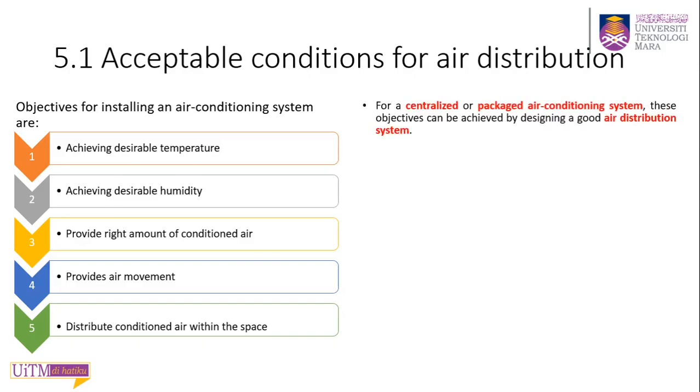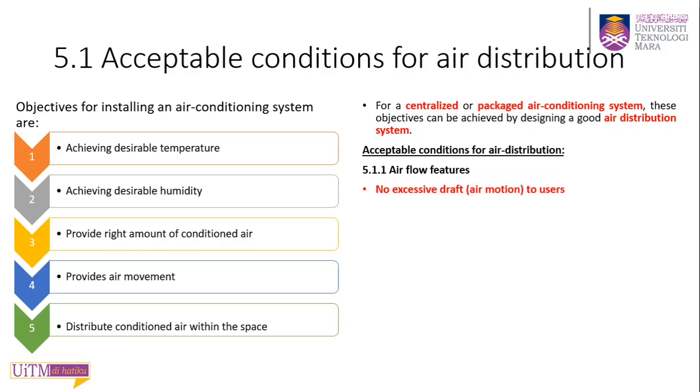For a centralized or packaged air conditioning system, all these objectives can be achieved by designing a good air distribution system. The acceptable conditions for air distribution are: number 1 is the airflow feature for the distributed air, which consists of there should be no excessive draft, in other words, air motion to the users. The distributed air should not cause excessive room air noise, and there should not be short-circuiting of air.